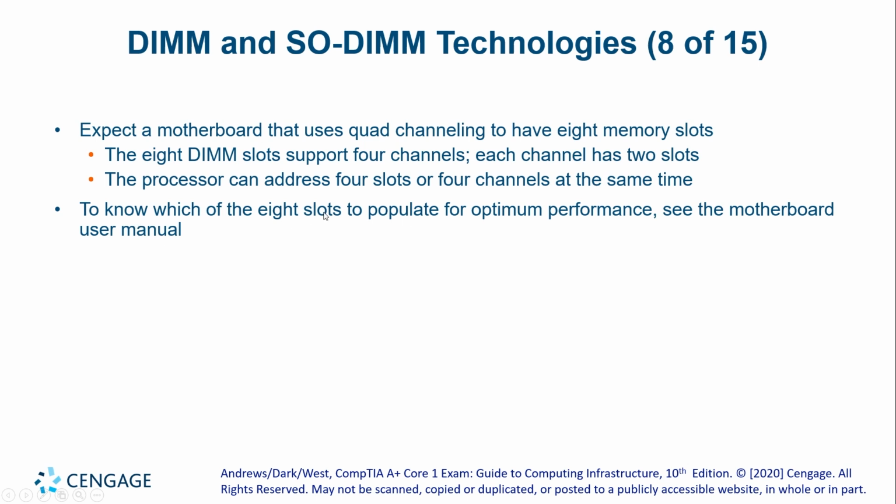To know which of the 8 slots to populate for optimal performance, basically, because you don't want to just start sticking them in first come, first serve. You need to know how they divide up, because if you don't have 8 memory packages to install, you only have 4, for example, you would want to put 1 in each channel. So you need to look at the documentation to figure out which ones you need to install first.